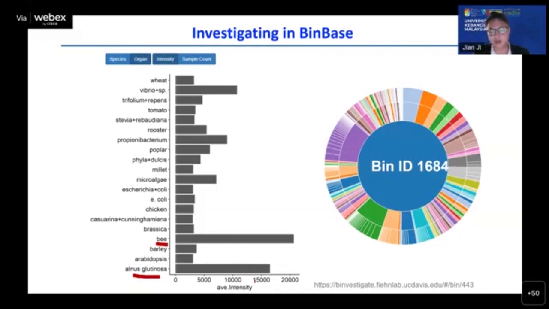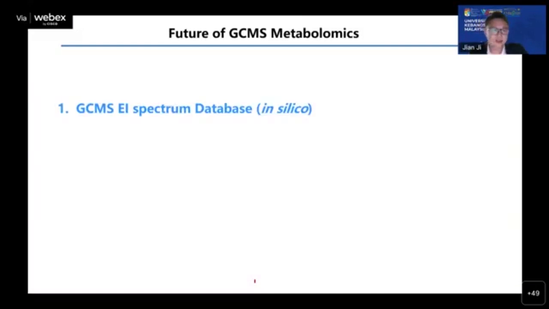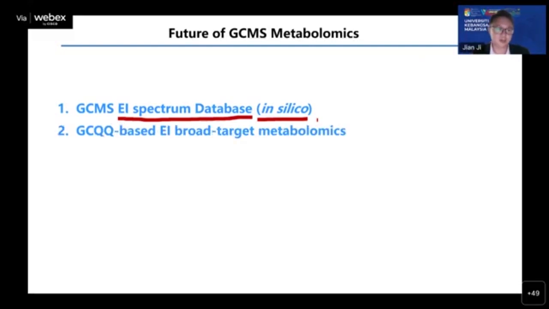But if the library does not have it, we will annotate it wrongly. So what is the future of GCMS metabolomic study? I think the first thing is the database. We need an EI spectrum database with many more metabolites, even if they are in silico. If we do not have it, we cannot detect or annotate more metabolites in GCMS.